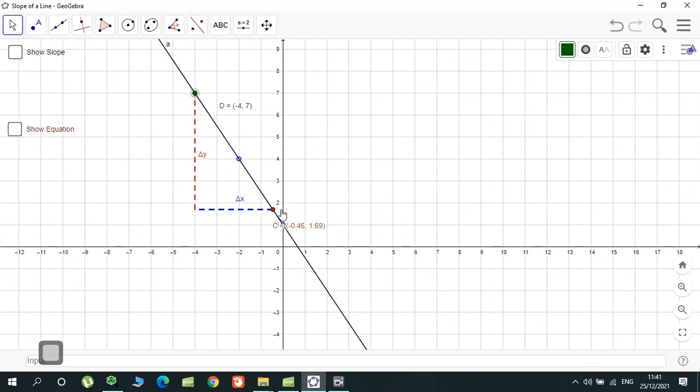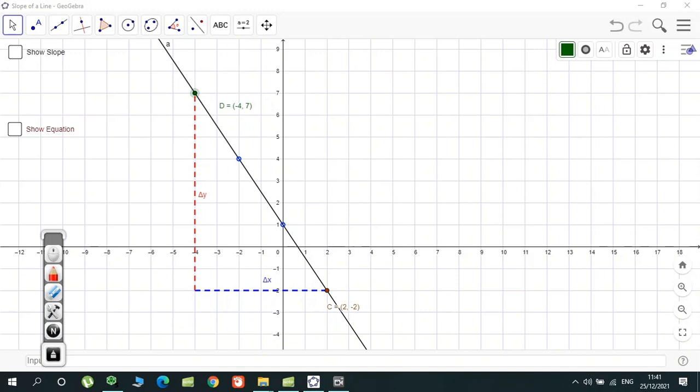Okay, that's the point D, and let's put the point C here. A good point. As you see now, I have all numbers. For any point you will get some value, decimal values. But I'm choosing an integer, so minus 4 and 7.